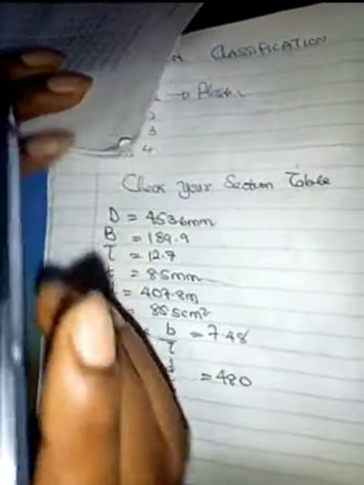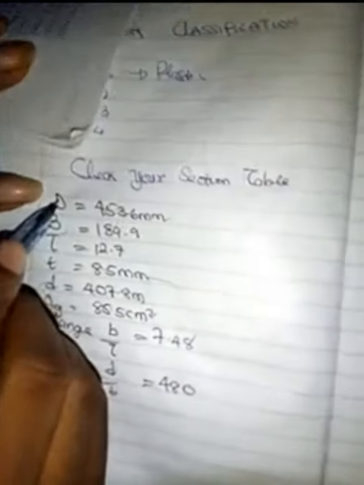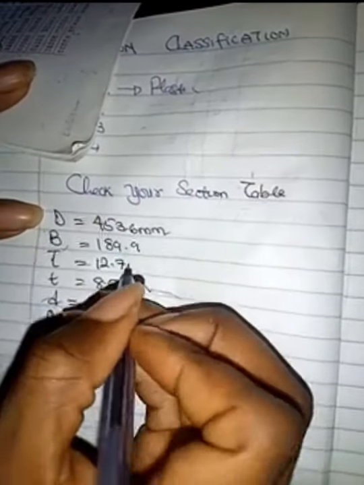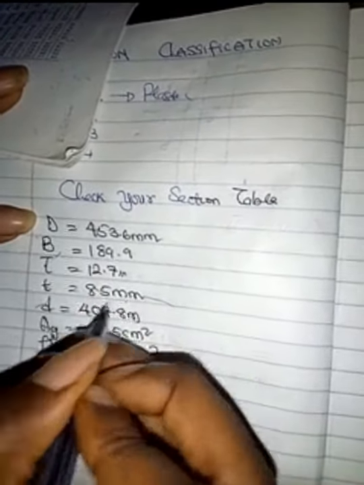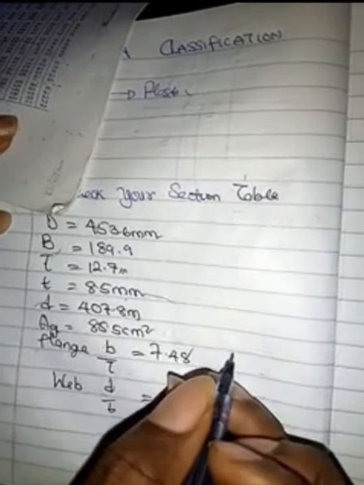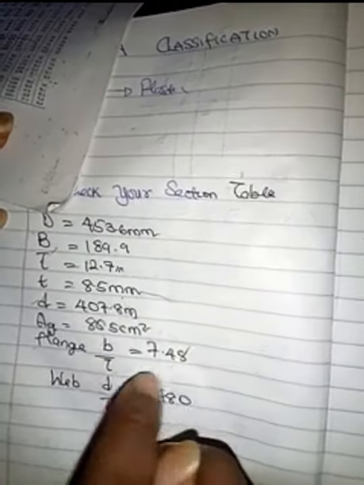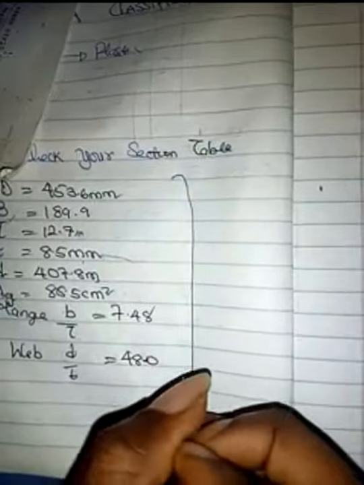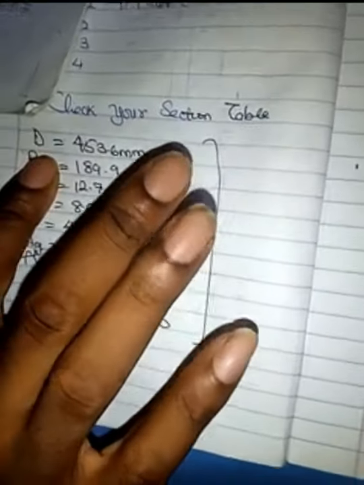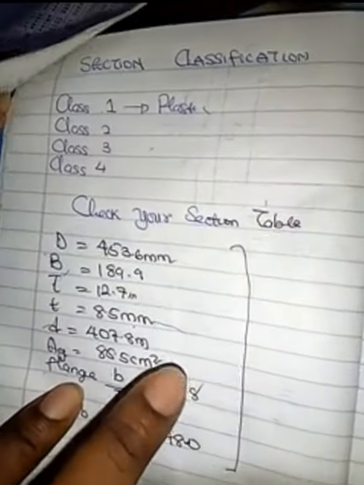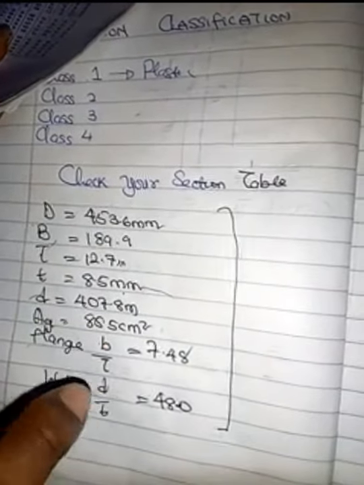I've already written them down. You'll be getting your D from your section table, your B from your section table, your T, your thickness from your section table, your D from your section table. AG means area of section, which is also on the section table. Your flange B over T is there, your web D over T is there. You are going to be getting all these from your section table. So once this information is clear, you are done with this. Then you are going to your BS code. This is all the information that you need from your section table. Once you get them, you are fine.